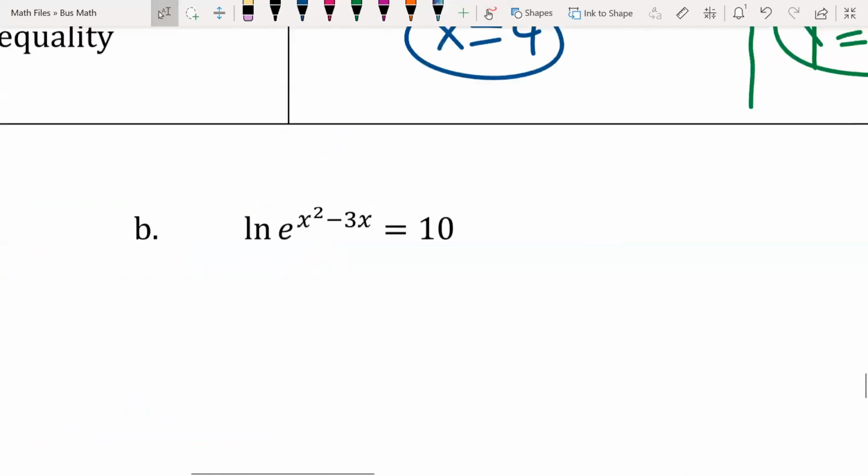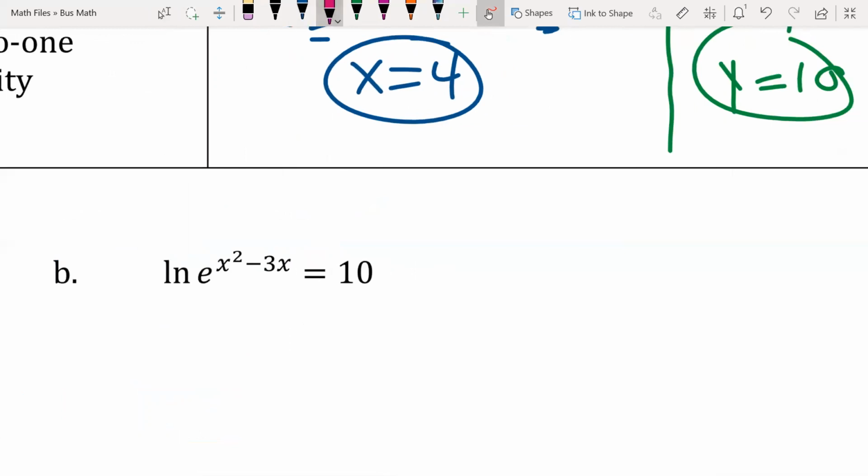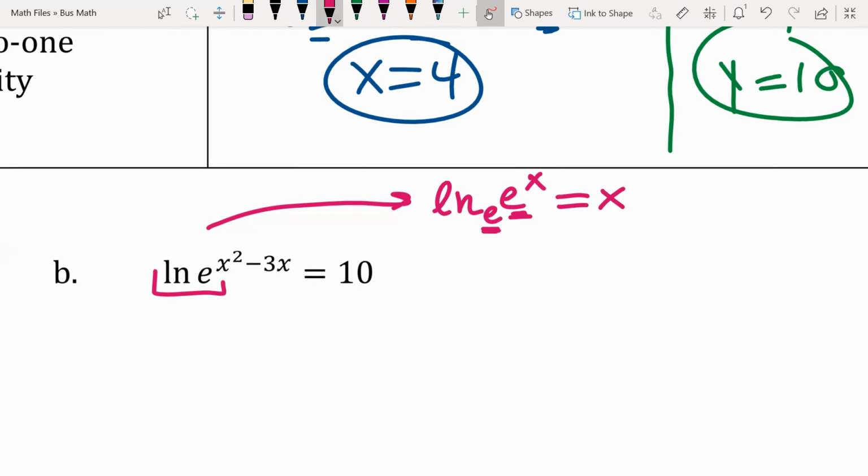All right. B, the natural log of e to the x squared minus 3x. Okay, so this one is going to use the property we learned on the second page. So this says natural log, base e, of e to some exponent. So remember that if the base of your log is the same as the number you're taking the log of, then they will cancel and leave you with that exponent, whatever it is. So this means for this problem, the natural log of e raised to the x squared minus 3x, this part will cancel and leave us with the exponent of just x squared minus 3x equal to 10. So that was by one of the properties on the other page.